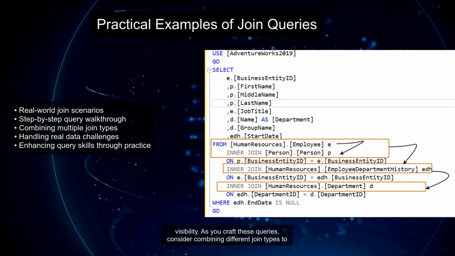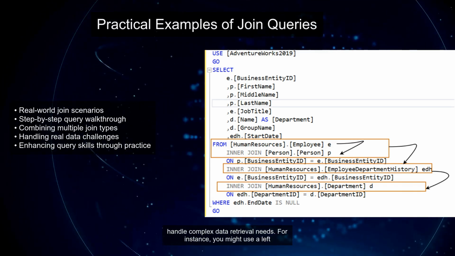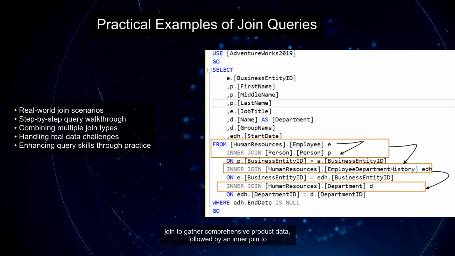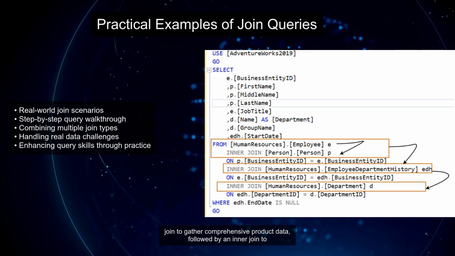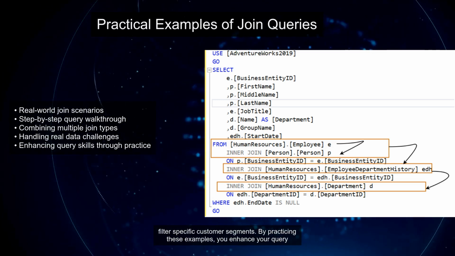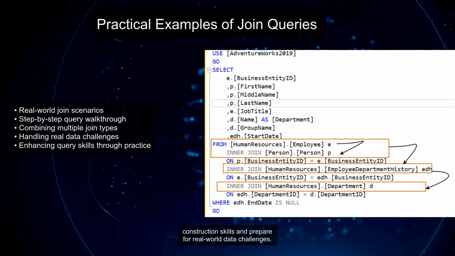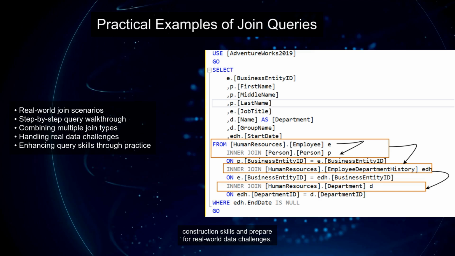As you craft these queries, consider combining different join types to handle complex data retrieval needs. For instance, you might use a left join to gather comprehensive product data, followed by an inner join to filter specific customer segments. By practicing these examples, you enhance your query construction skills and prepare for real-world data challenges.